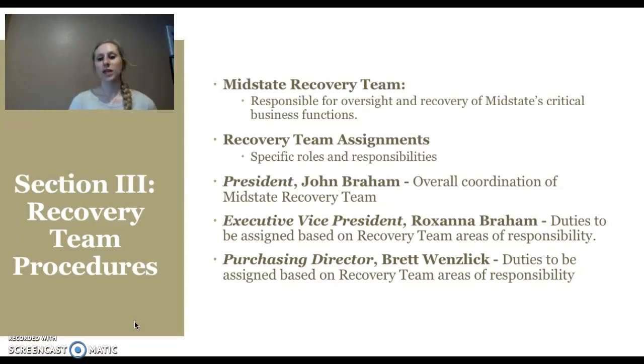His wife, Roxana Bram, is the executive vice president, and then the purchasing director, Brett Winslick, would also fall in line to have responsibility with the recovery of business processes.